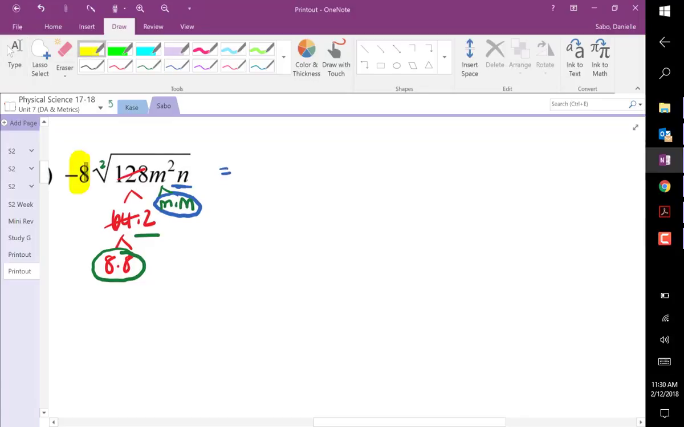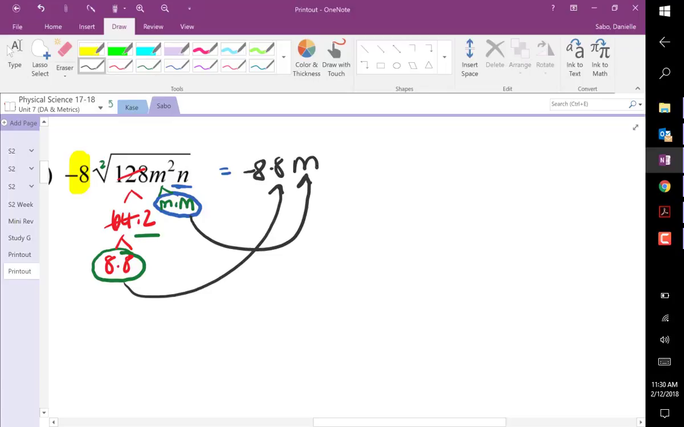This negative 8 is still outside. He didn't go away. I have another 8. The 2 stays inside. And I have an m. So everything you circle comes out. What I underline stays inside the radical. So I have a 2 and an n. Well, then you just simplify. What is 8 times 8? Good. So good. And then the negative goes with it. Very good.